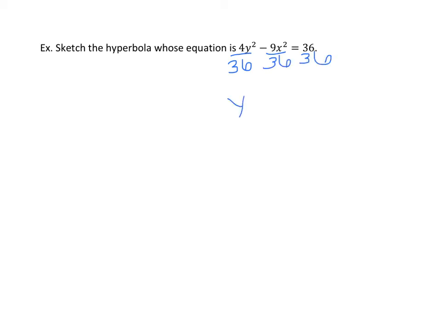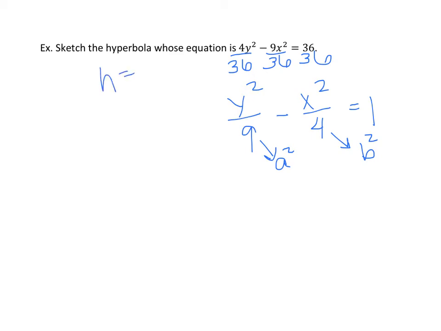So now I've got y squared over 9 minus x squared over 4 equals 1. So I know this is my a squared because it came first. This is my b squared. It came after the subtraction. Since x and y are alone, they have no quantity squared. I know that my h is equal to 0, my k is equal to 0, which means my center is going to be at 0, 0.